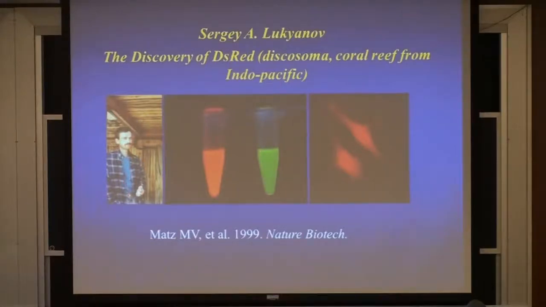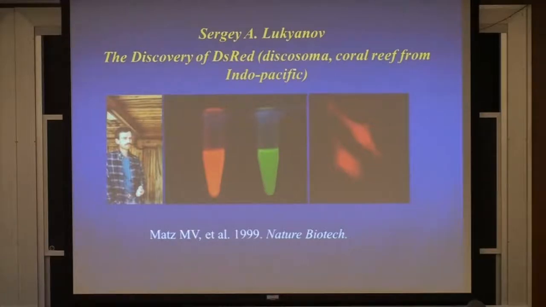So I want to introduce the fourth person, Sergei Lukyanov. He is the one who really discovered the red fluorescent protein called DsRed, derived from Discosoma, a coral reef organism from the Indo-Pacific. As you can see in the central image, this is the purified GFP protein. On the left side is the DsRed. So the color is quite different. If you introduce DsRed into a cell, you can nicely see the red color from the cell.